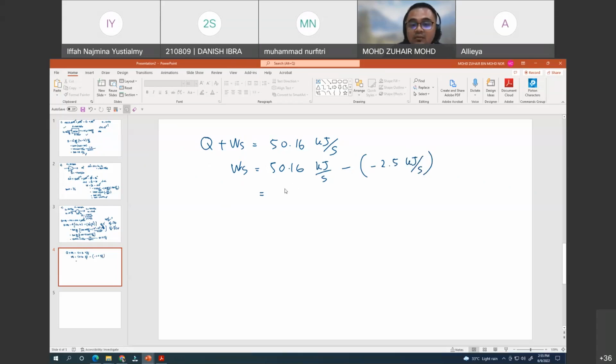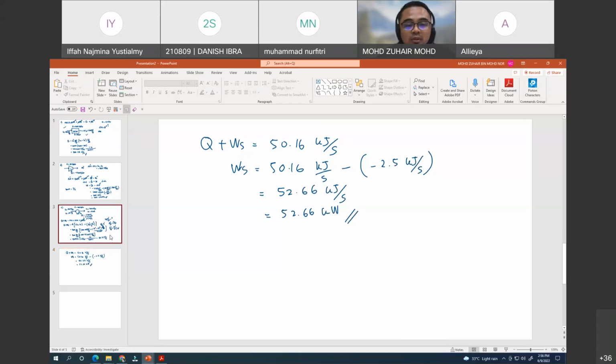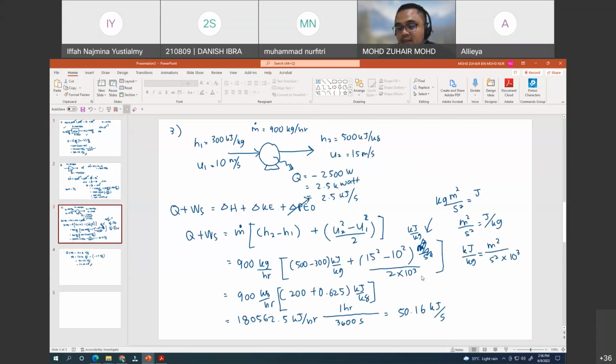So we're going to get the final answer of 52.66 kilojoule per second, which equals 52.66 kilowatts. So this is the final answer for question 3. Anyone, any part that you're confused about? Especially this one. You need to make sure that in order to do the calculation, it's not straightforward. You can't just put in the value and straight away do the calculation.